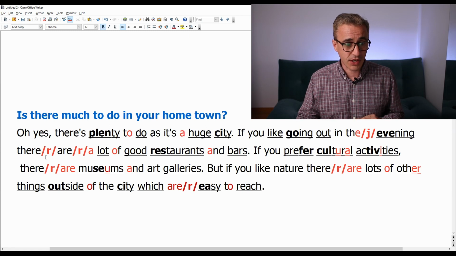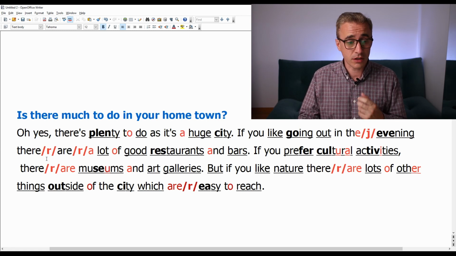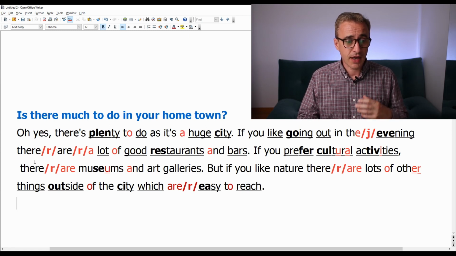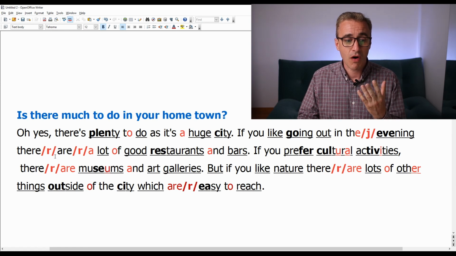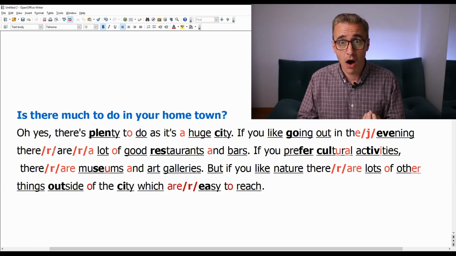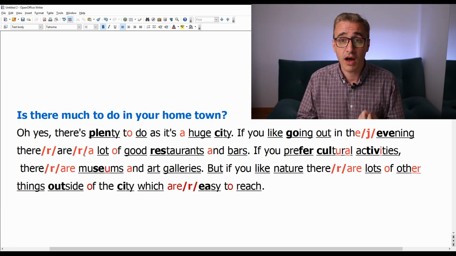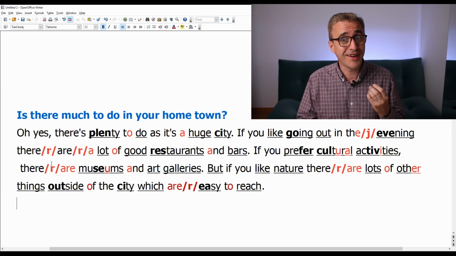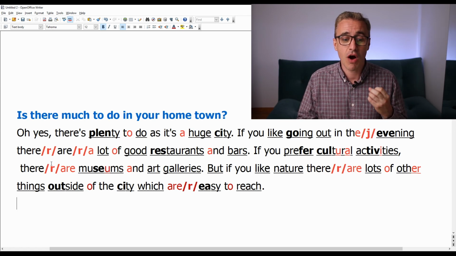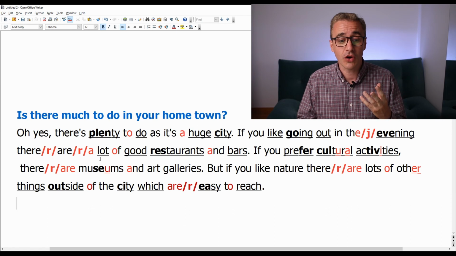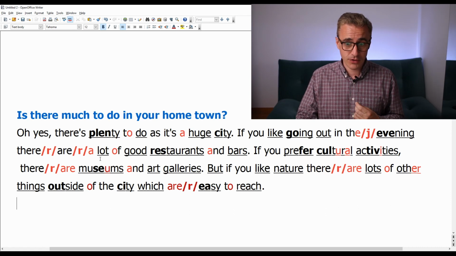And here we're inserting the R sound. So at the end of "here", there are, there are. And then we have "ara": so there are a, there are a. It's quite an interesting sound. There are a lot of good restaurants and bars.